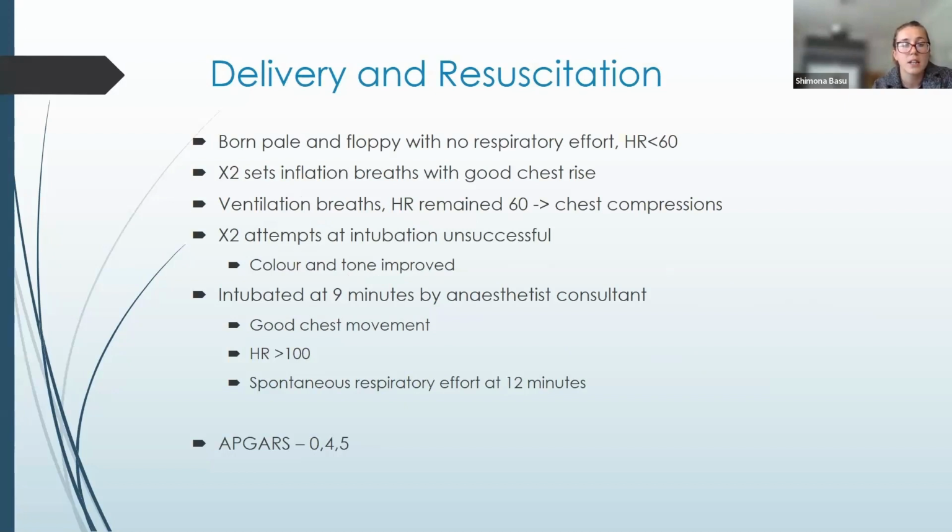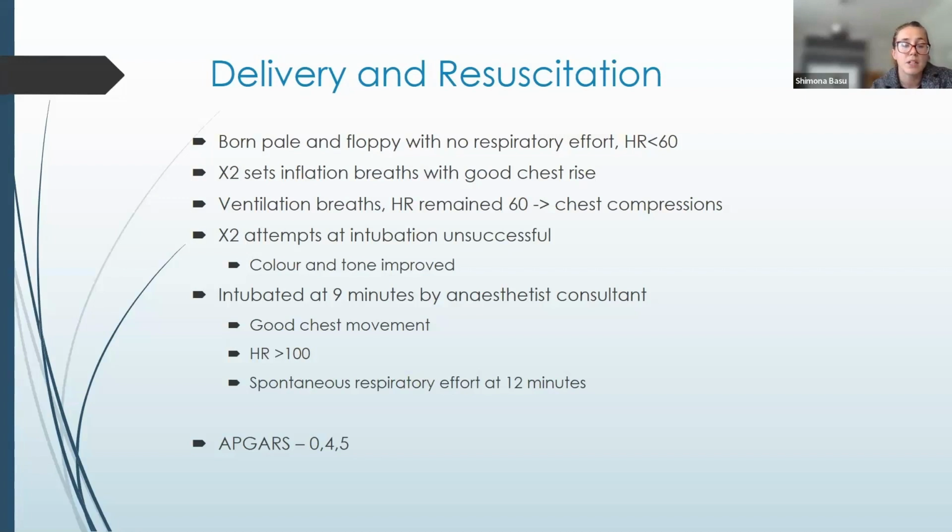Needed 2 sets of inflation breaths to get good chest rise, and then had 30 seconds of ventilation breaths. But at this point on reassessment, the heart rate remained less than or around 60, so chest compressions were started. Whilst those compressions were ongoing, there were 2 attempts at intubation made by the paediatric trainees. They were unsuccessful, although throughout that it was noted that baby's colour and tone improved.